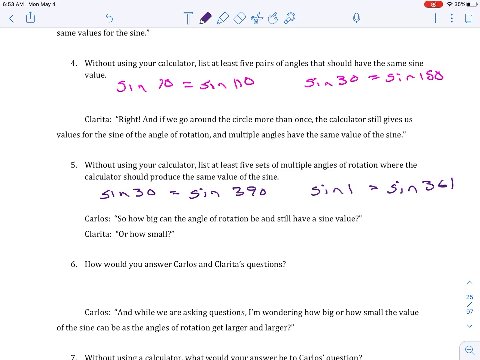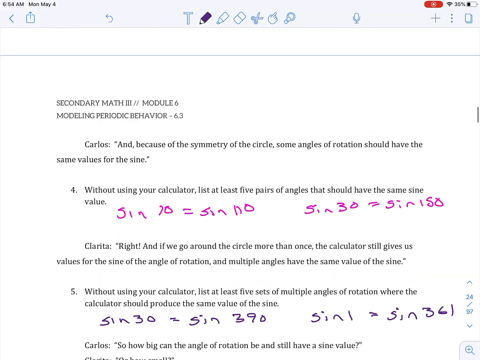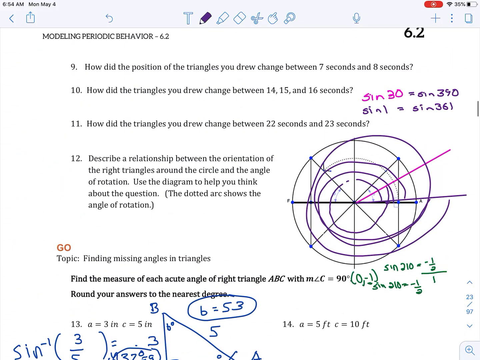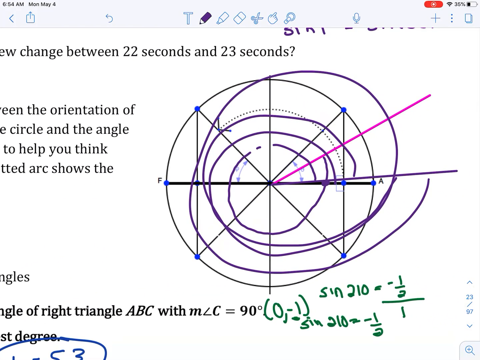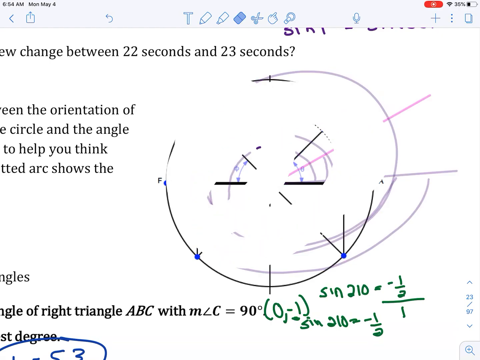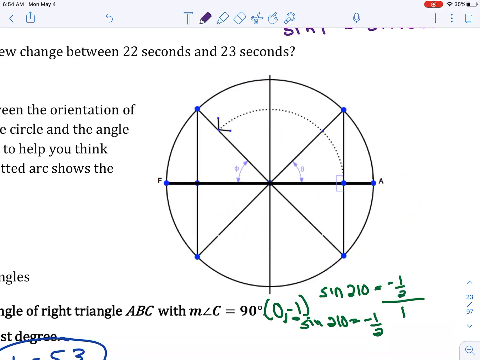Carlos, so how big can the angle of rotation be and have the same sine value? How small can it be to have the same sine value? Well, we could go around the circle an infinite number of times, right? So it could be infinity degrees, and you can just keep getting the same ones as long as you keep going perfect circles around and ending up in the same spot. It's really not going to change. Now, the how small question is kind of interesting, and we haven't talked a ton about this, but how small starts to get into negative numbers.